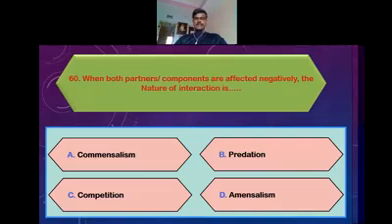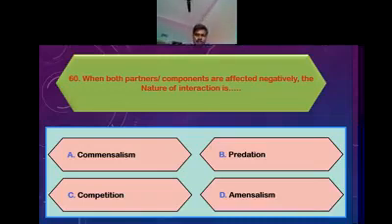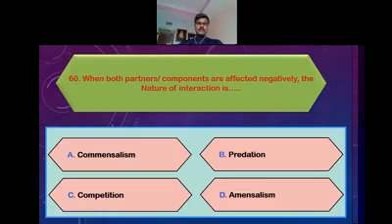In the theory class, we have studied the different types of interaction among the living organisms: commensalism, predation, parasitism, competition, like that. Let us know what they are. Commensalism is a type of interaction between two living organisms where one organism is benefited, the other is neither benefited nor harmed. That is commensalism.